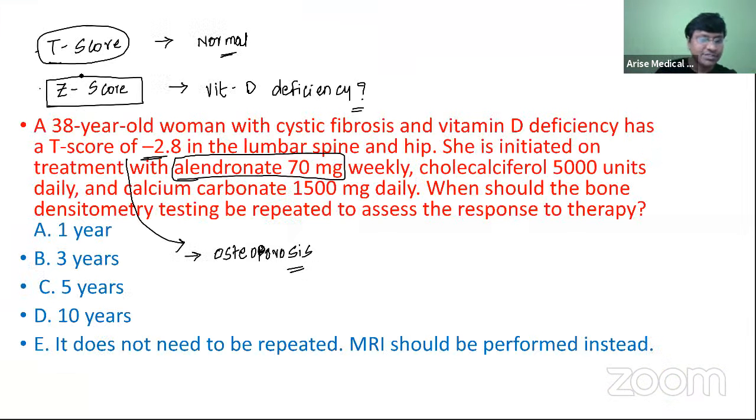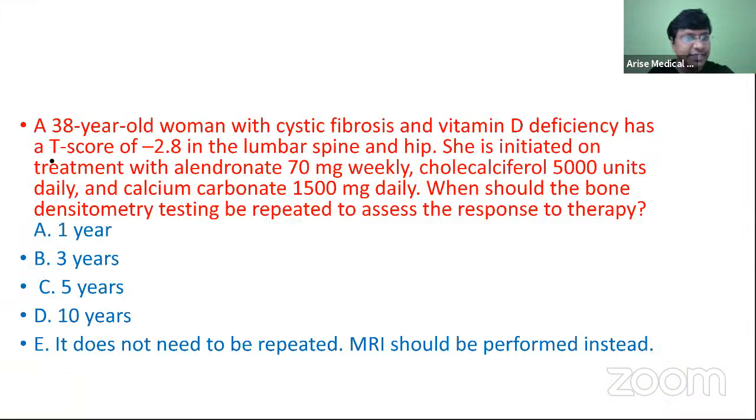And what is given in your question? It is the T-score that is given in the question. A T-score of minus 2.8 means the patient is suffering from osteoporosis. Now, the next point is, what is alendronate? Can anyone tell me what alendronate is? Any one of you, please?